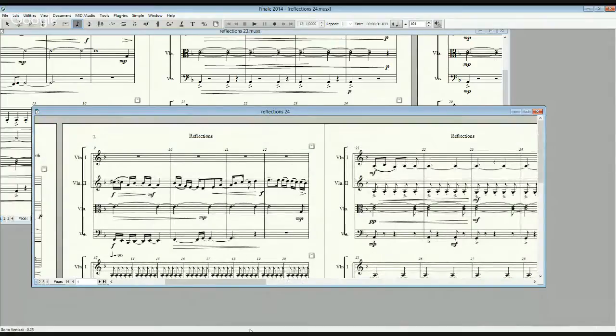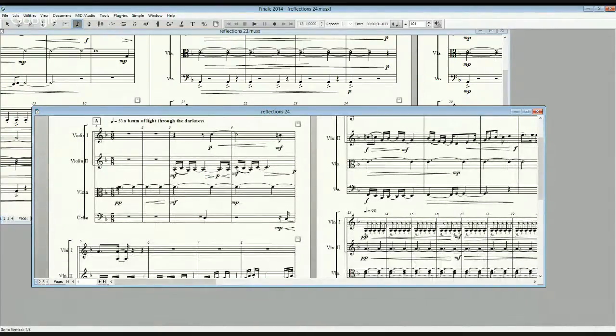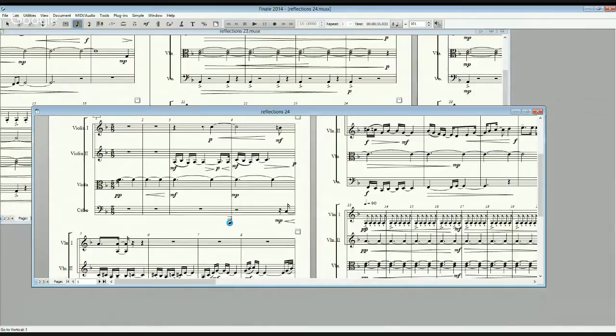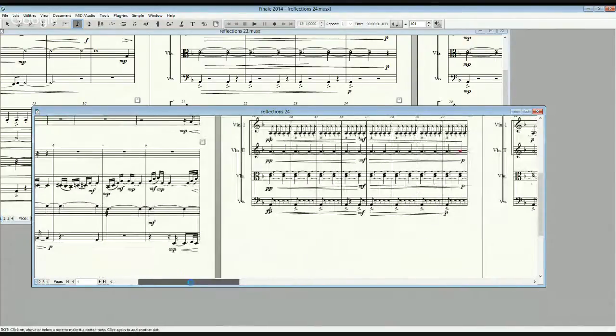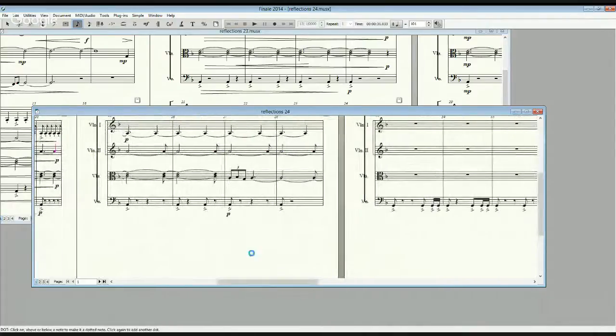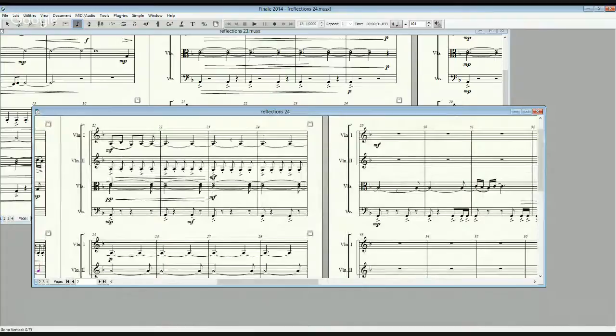Rhythmic subdivision. Good, good, good, good, good. This one. Good.